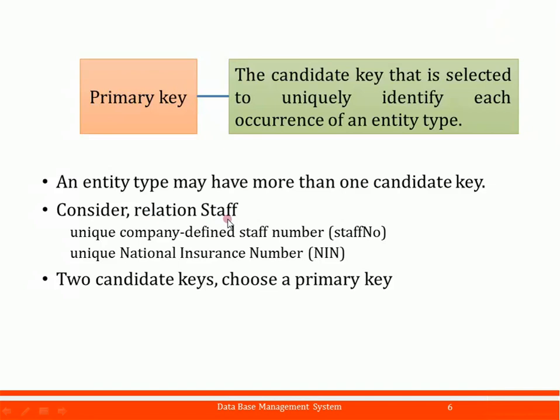For example, in a staff relation, each and every staff will have a staff number which is defined by the company uniquely. Inside the company, every staff will have unique company defined staff number, and in some countries they have national insurance number like our Aadhaar number. So that is also a key for unique identification. So these two forms the candidate keys, out of which you can choose your primary key, one primary key for this entity.